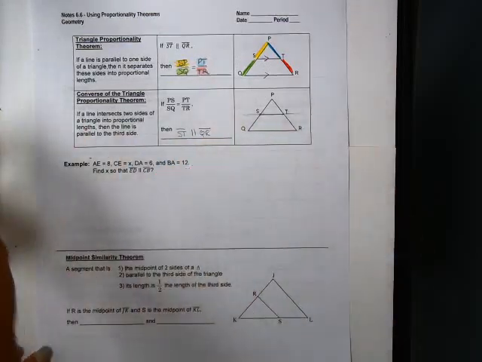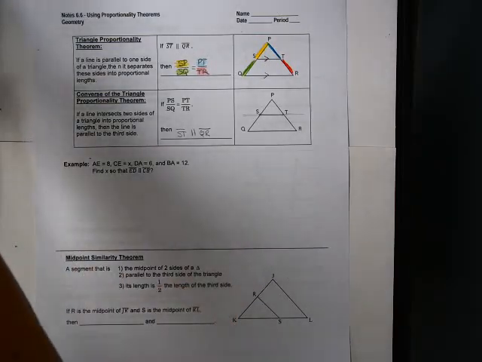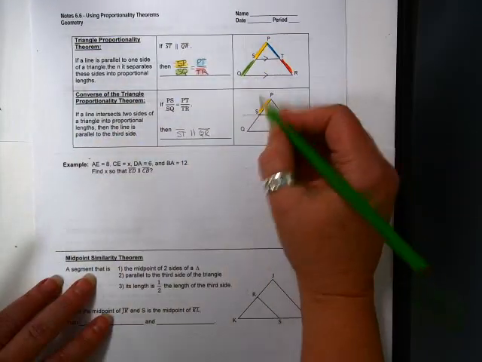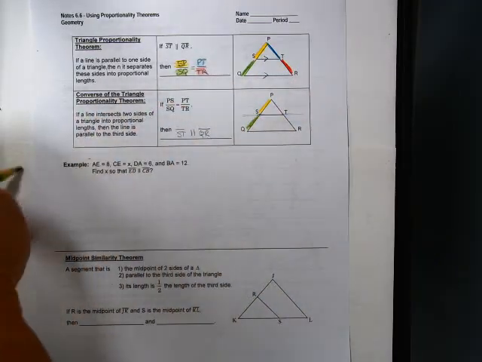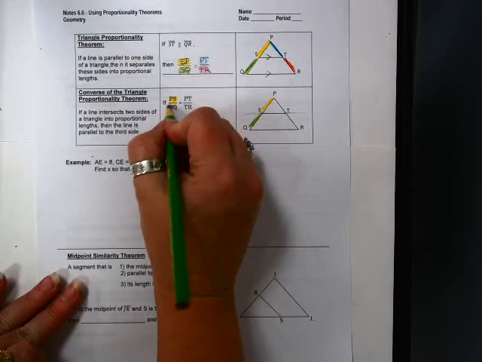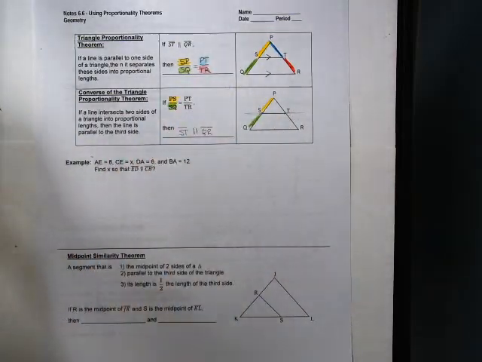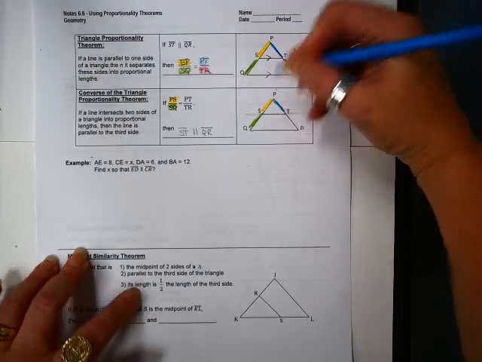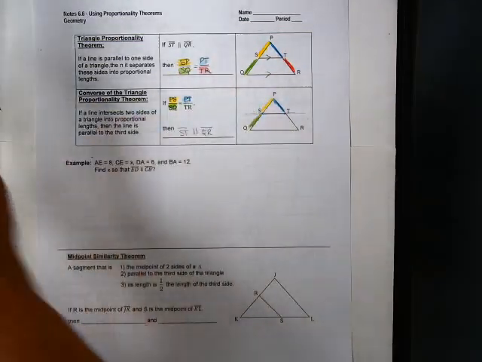So it's backwards. So let's go ahead and use the exact same color scheme. This is going to be yellow and green. So if I put yellow over green, then that's going to equal blue over red.